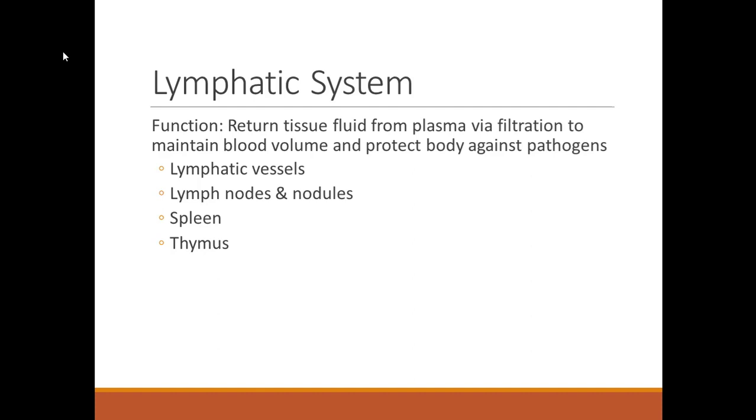All right, moving on to the lymphatic system. The lymph system, basically what it does is it filters out pathogens, toxins from the tissue or the fluid. There's lymph vessels, there's lymph nodes and nodules. The spleen is part of the lymph system, and the thymus is part of the lymph system. So the nodes basically are where the pathogens are filtered out to be destroyed, and the lymph vessels are what return the clean lymph to the blood.